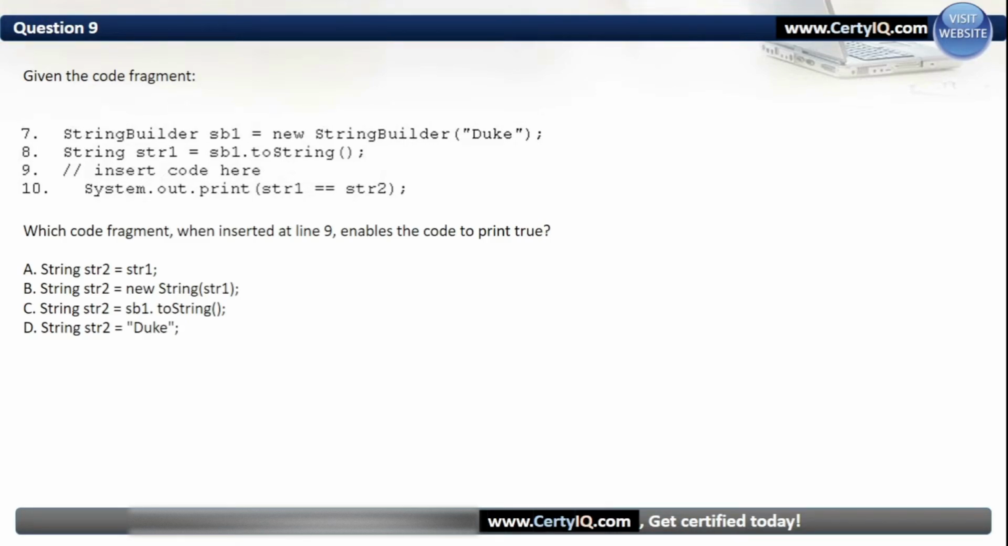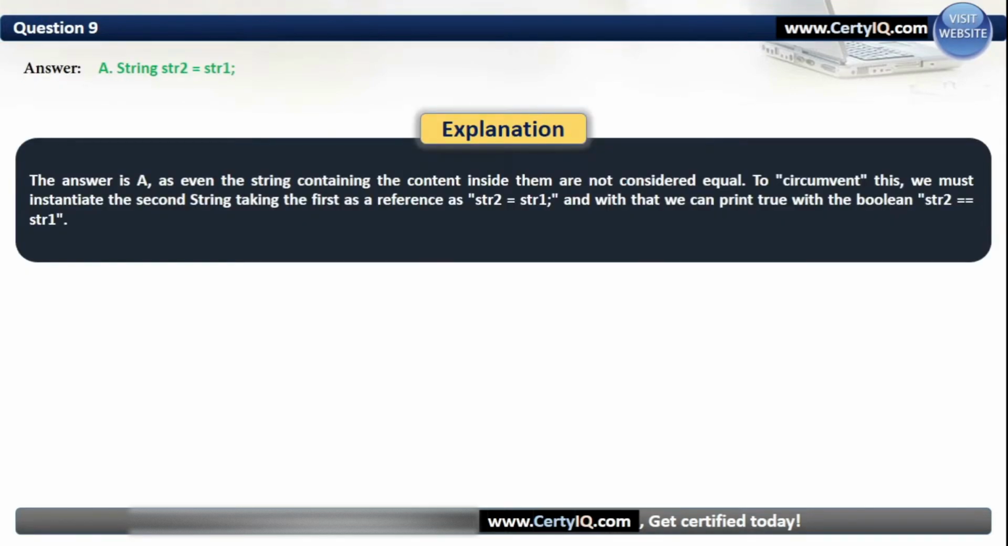The correct option among all these is A. String str2 = str1; The answer is A, as even strings containing the same content inside them are not considered equal. To circumvent this, we must instantiate the second string, taking the first as a reference, as in "str2 = str1;". And with that, we can print true with the boolean "str2 == str1".